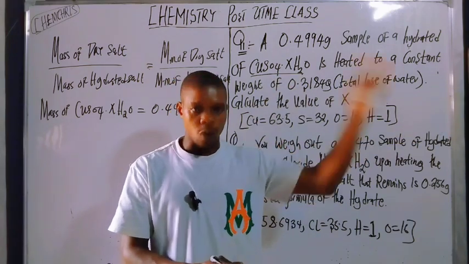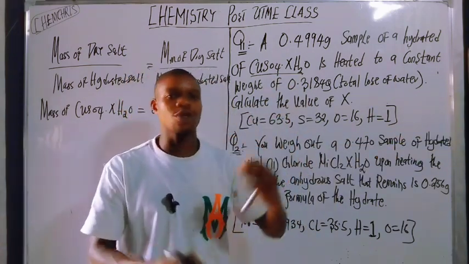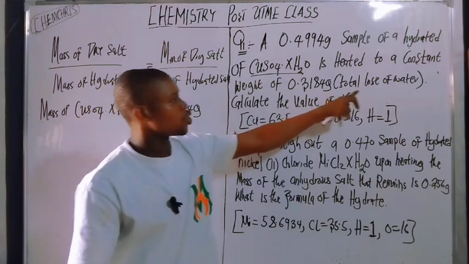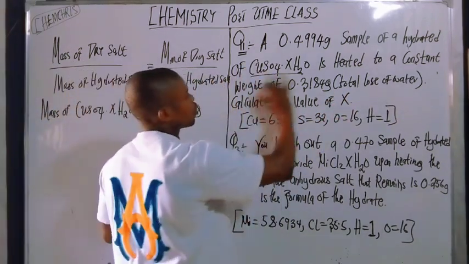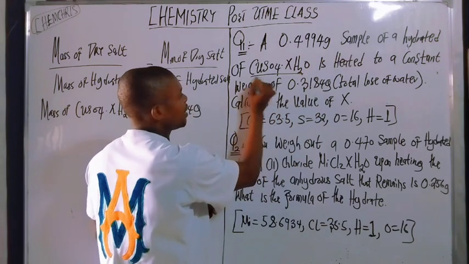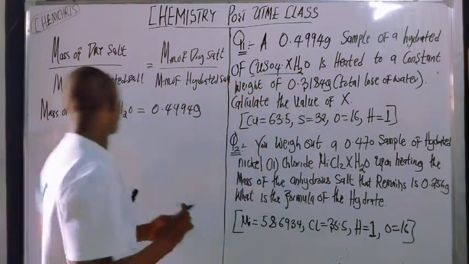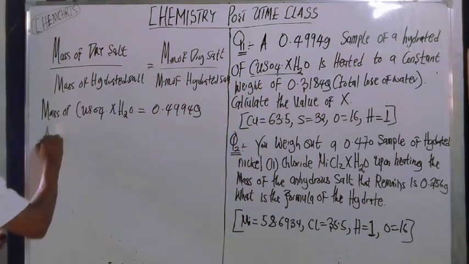You're going to lose the water. So now when you lose all the water, then it's going to become a dry salt. That I call the total loss of water. So the total loss of water means I've lost all the water. So it's now left the salt.